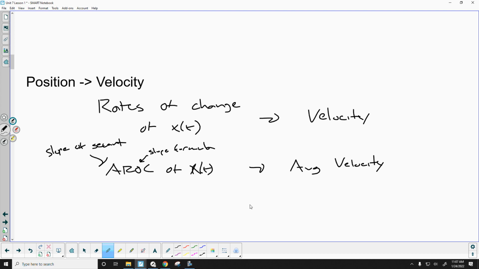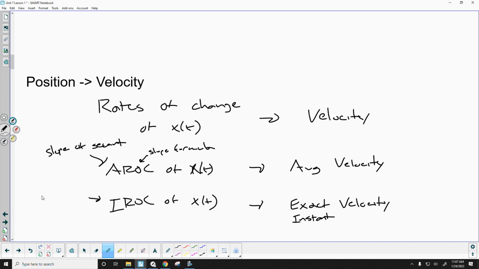What would give us an exact velocity or an instant velocity? Tell your neighbor. An instantaneous rate of change of position would give us an instant velocity. What's other words for instantaneous rate of change? You just said it. Tangent slope. Derivative.